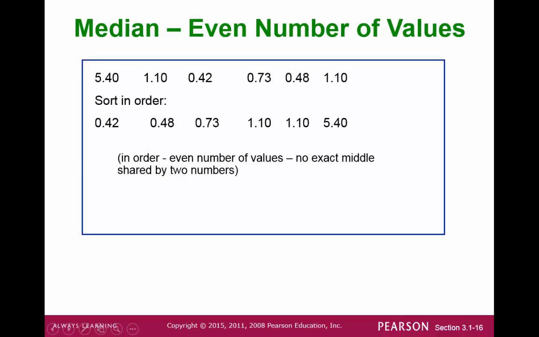Here's another example where we have an even number of values. After sorting, we look at the two middle numbers. Then we find the mean of both of them. Then the result is the median for our whole set.